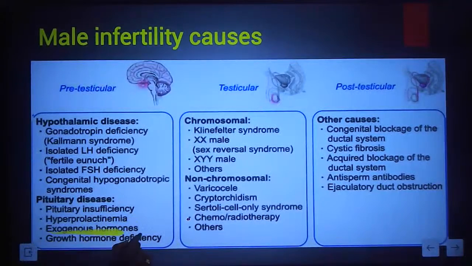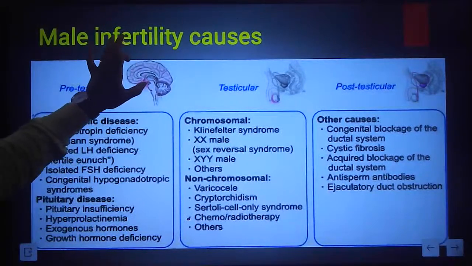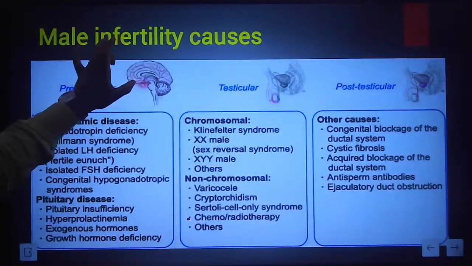Hyperprolactinemia, exogenous hormones, growth hormone deficiency. So when the pituitary is not functioning normally, where the problem is with the pituitary itself, the gland itself, the master gland itself, there is a chance of the male becoming infertile.